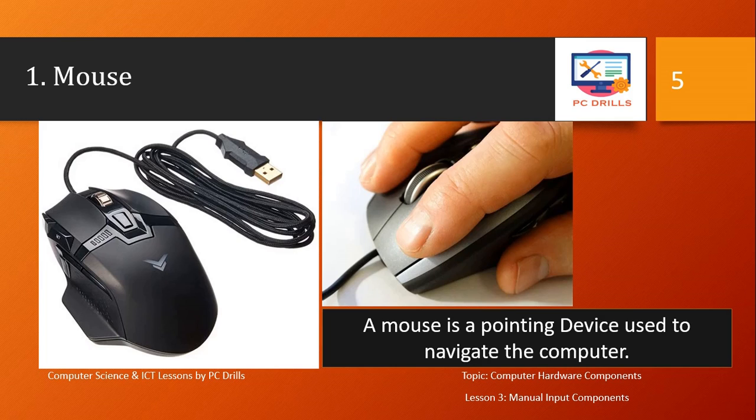So you can say a mouse is a pointing device used to navigate the computer. Navigate here means you can scroll up, scroll down, click, right click to select, highlight, and many other functions. Generally, this is what we call an external mouse. For laptops, you will have it as part of the keyboard, and we call that one a touchpad, but it's one of these components. As of now, we are just talking about the external mouse.